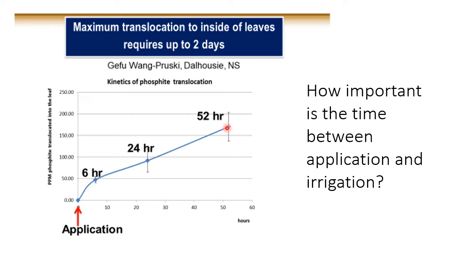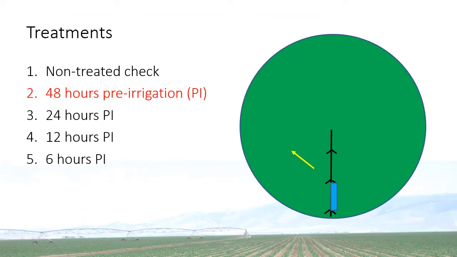So this led to the suggestion that perhaps if you're going to use a phosphite, you need to wait almost 48 hours if you want to get the full benefit from the application. Now that would be a deal killer for us here in the Pacific Northwest. We can't wait 48 hours to shut off the water, especially when it's hot. So we wanted to ask, how important is this time between application and irrigation?